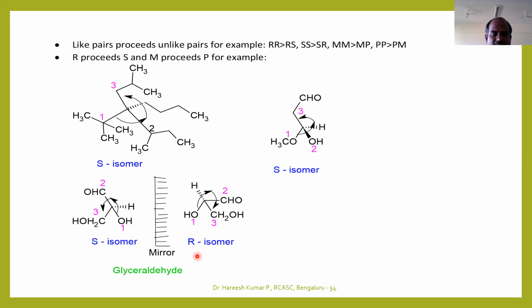So this is how you can assign the priority. After finding out the priority, one should view in such a way that the least priority is away from the observer. If they are moving in a clockwise direction, you can say that it is R. If they are moving in an anti-clockwise direction, you can say that it is S configuration. So with this, I will go to the next slide.